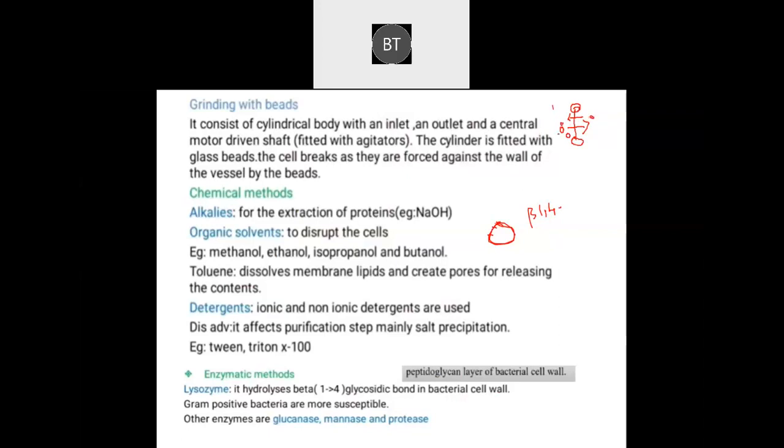So if it is like this, you have the motor. The motor helps in the rotation of the agitator, which is attached to this motor, and the cylinder is fitted with the glass beads. When microbial cells are present, the cells break as they are forced against the walls of the vessel by the beads. So the beads crush the cells, and the cells are disrupted.